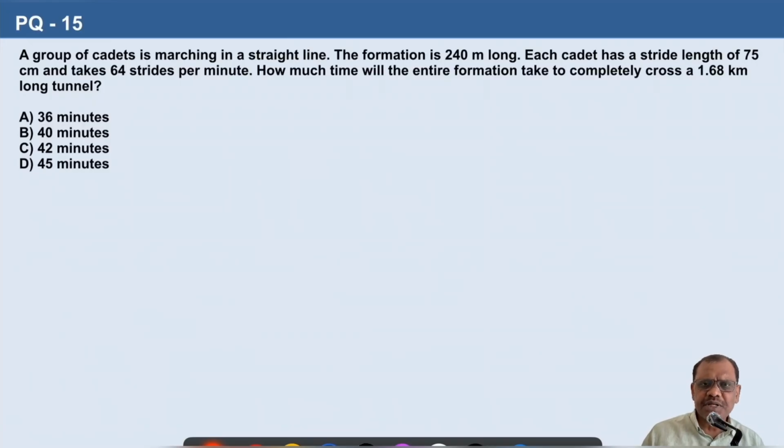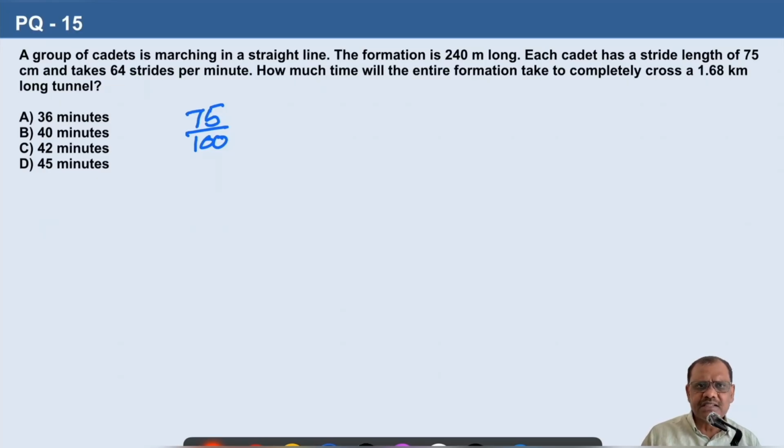So the length of the formation is given in meters, stride length is given in centimeters, and the length of the tunnel is given in kilometers. So we'll convert all the units into one unit, that is meters. The length of the stride of each cadet is 75 centimeters. Converting 75 centimeters into meters, divide by 100. So each cadet has a stride length of 75 by 100 meters.